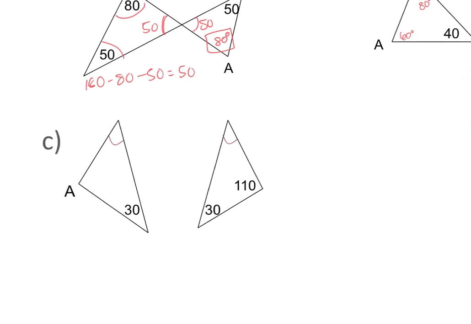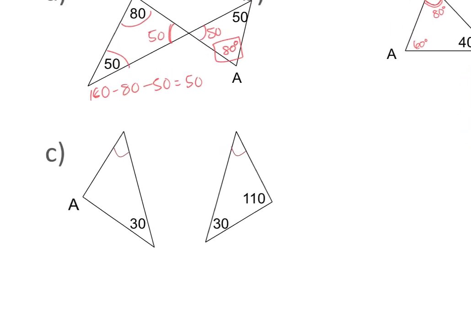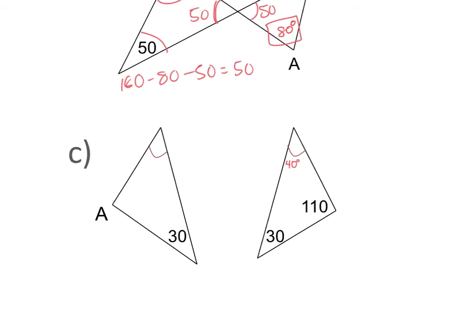All right. Now this next one, same logic, right? So we've got 30, we've got 110. Together they make 140. So this missing angle must be 40 degrees because all together they must add up to 180. So it's saying that this angle has to be 40 as well. If this angle is 30, then this angle must be 110 degrees.